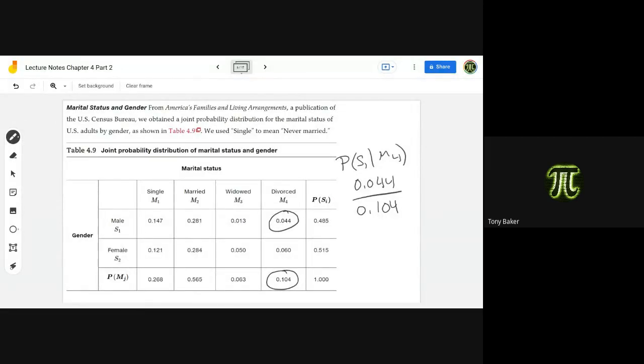All right, let me read that to you again. Determine the probability that the adult selected is divorced, given that the adult selected is male. So what is the sample space? What is the group we're looking at to start? We're given that the adult selected is male. So that comes first. 0.044, right.